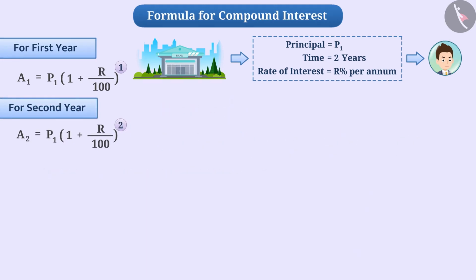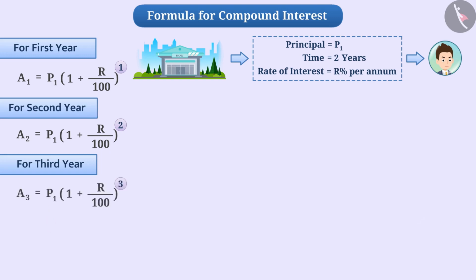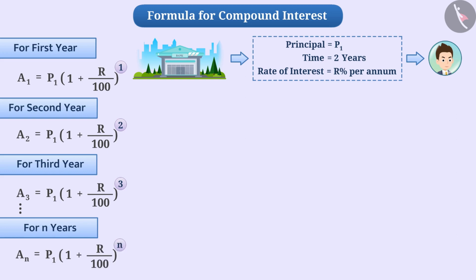So, can you now tell me, if we have to find the amount for the third year, then what will be the formula? Think. Perfect. The formula would be, similarly, if we have to calculate the amount for a time period of n years, then we can write the formula as An is equal to P1 into bracket 1 plus R by 100 bracket raised to the power n. Generally, we can write this as A is equal to P into bracket 1 plus R by 100 bracket raised to the power n, where P is the starting principal and A is the amount.